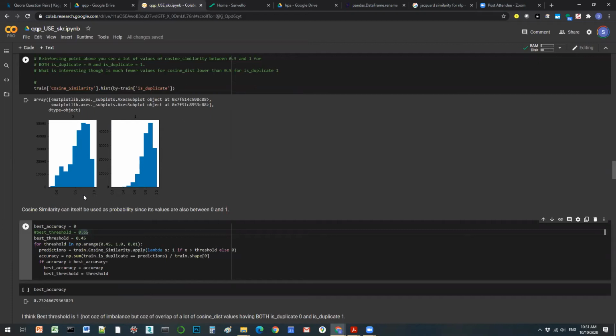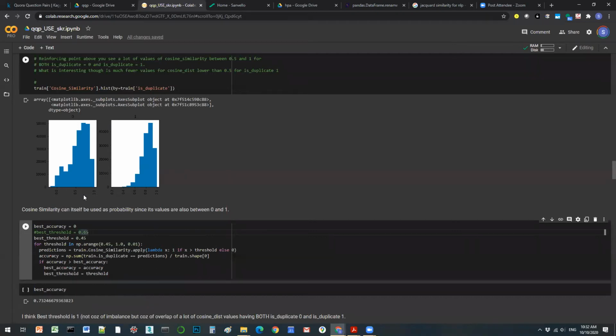Do you folks agree? Yeah, so what you're saying is that in both cases, the 0 and the 1 cases, the cosine distance is between 0.5 and 1, it's right skewed. So even if it's two sentences or two questions, when they match or do not match, in both cases the cosine similarity is high. So exactly, or vice versa.